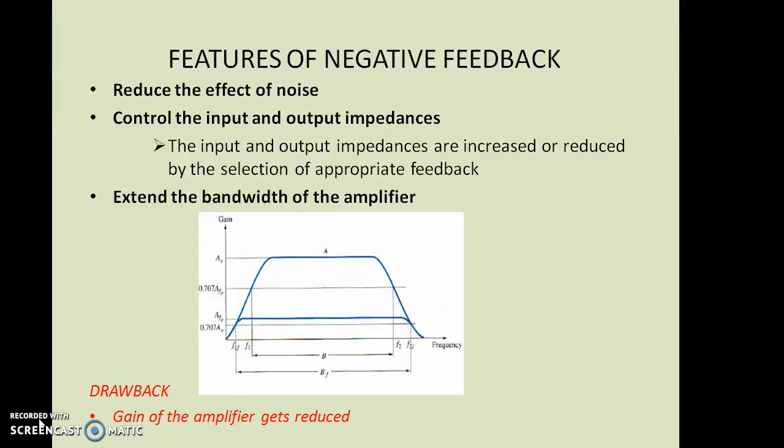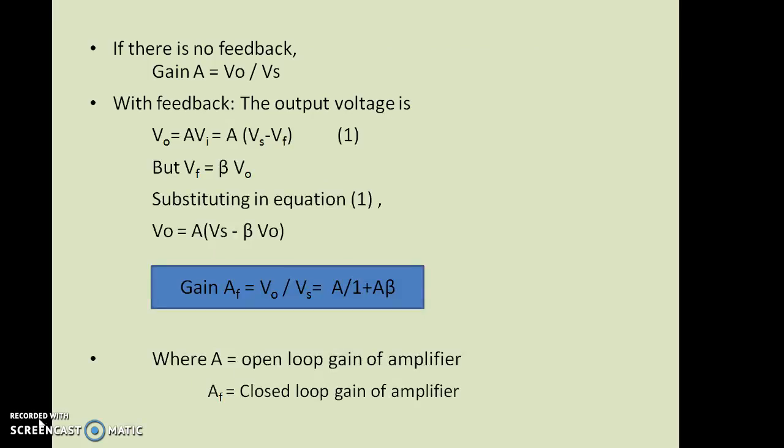From the diagram, capital B represents the bandwidth curve without feedback and BF represents the bandwidth curve with feedback. That means the bandwidth of the amplifier gets extended. The drawback of negative feedback is that the gain of the amplifier gets reduced.